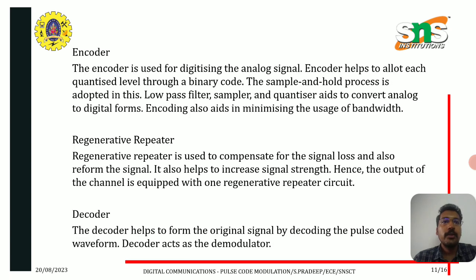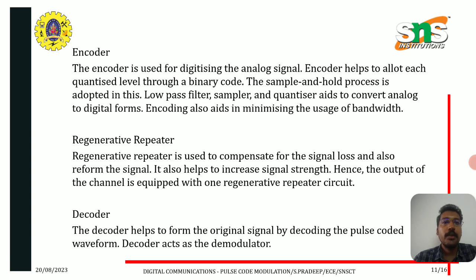The encoder is used for digitizing the analog signal. Encoder helps to allot each quantized level a binary code. The sample and hold process is adopted in this. Low pass filter, sampler and quantizer aid to convert analog to digital forms. Encoding also aids in minimizing the usage of bandwidth.